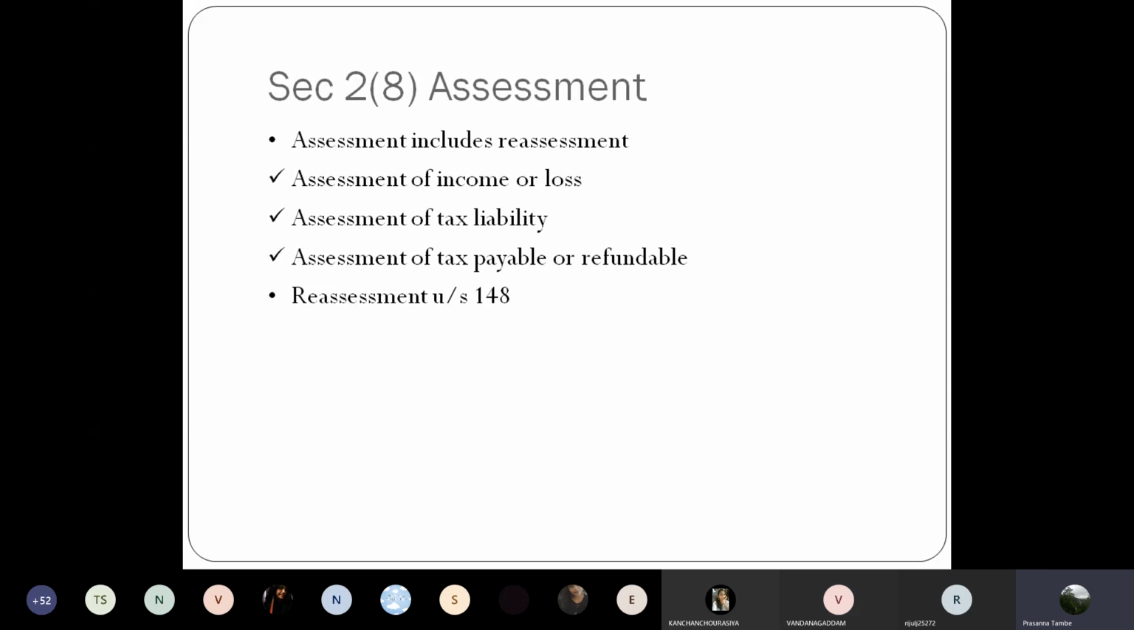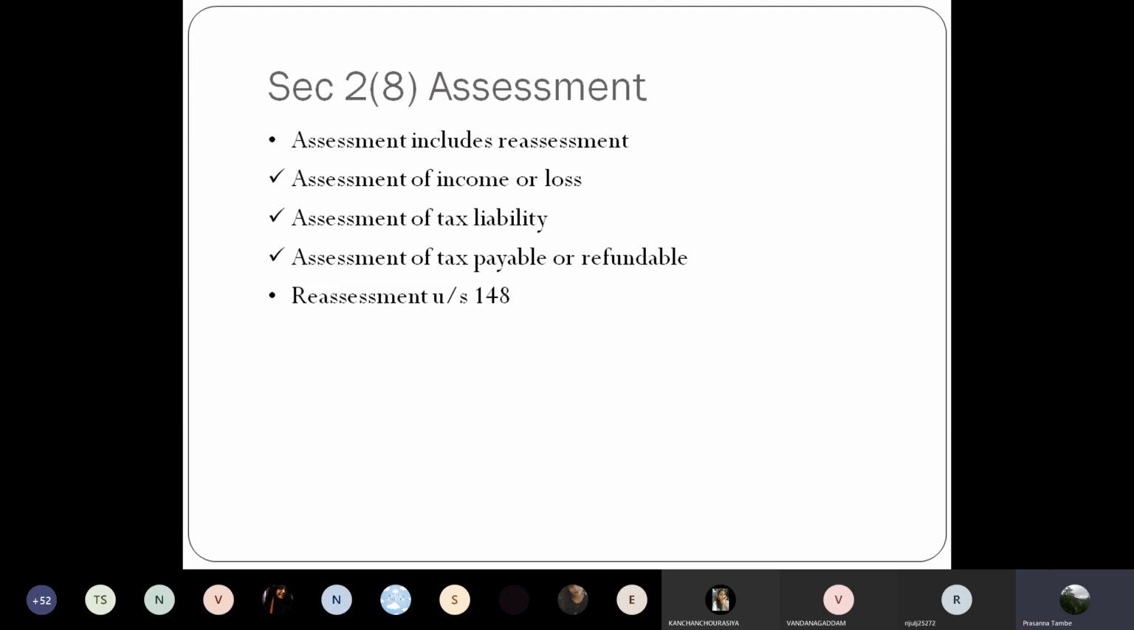Now we'll have the next definition, that is assessment, section 2(8). The shortest definition. You will be amazed to see that the definition has only 3 words. The definition says assessment includes reassessment. Only a 3-word definition. Now it's a classic example of an inclusive definition.